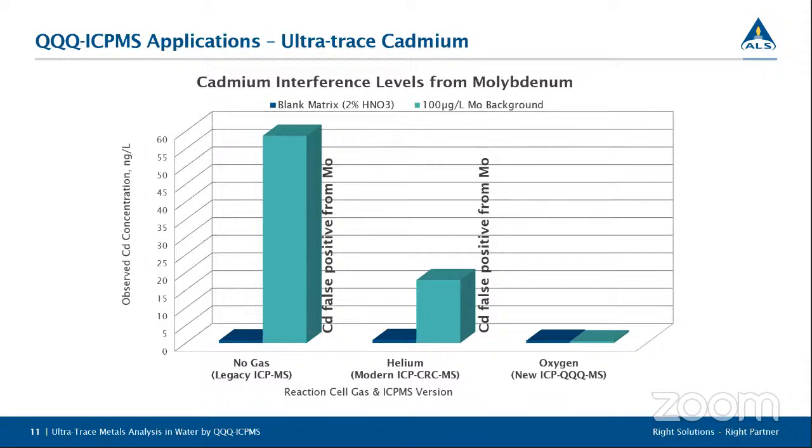Obviously, the way to reduce the interference is to reduce the molybdenum concentration, and that's usually done by diluting. You could do it by solid phase extraction as well, but then you have to involve more complicated sample preparation.